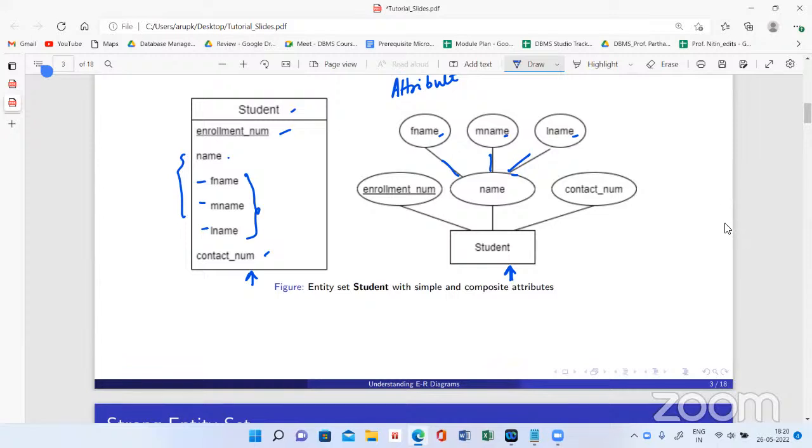Yes. So for a composite attribute, whenever we convert it into a table, it is the standard way we do. We'll have the student as the table name, then enrollment number. Now, instead of putting the name over here, we'll directly put the parts: F name, M name, L name, and contact number. So this is the table presentation. This is only for the logical representation, but whenever we implement it in the form of a table, we get the parts directly as attributes of the table.